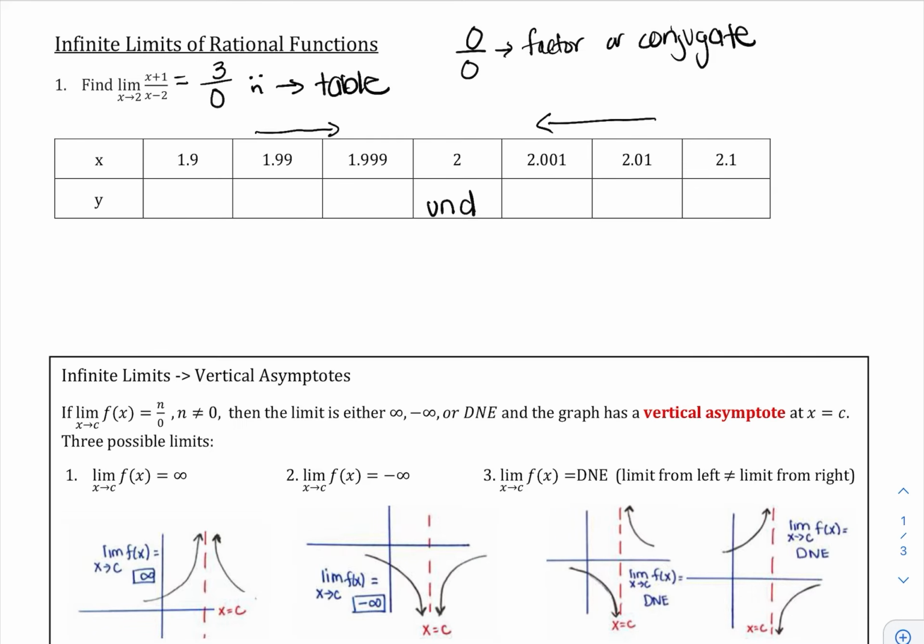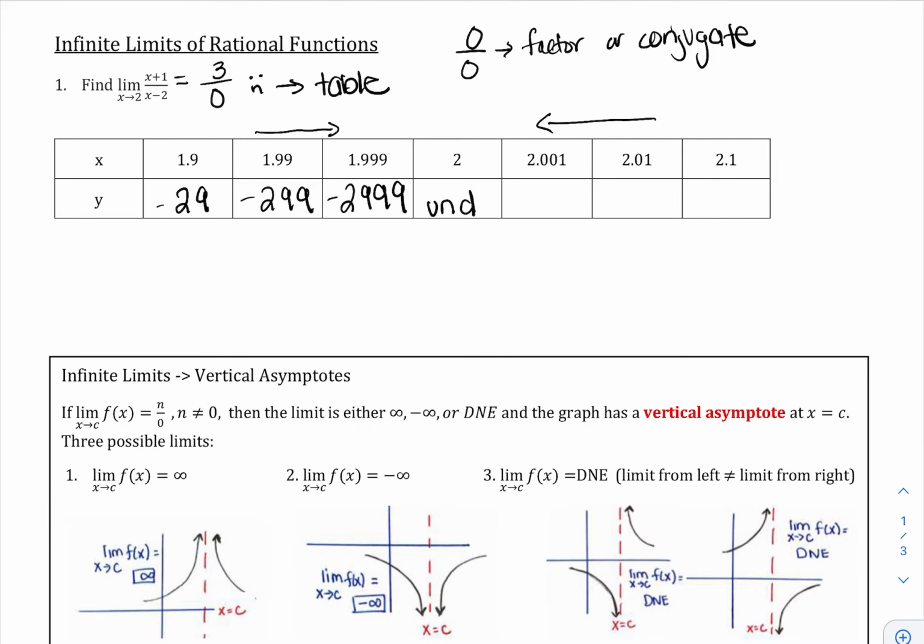Now, the numbers you should pick need to be really, really close to 2. Don't pick like 0 or 1, pick numbers like the ones you see there. You want to be extremely close on both sides. On the left, I'm adding 9s, and on the right, I'm adding 0s. When you use your calculator and plug in 1.9, you should get negative 29. Then this is going to be negative 299, then negative 2,999. I think you see the pattern of what's happening here.